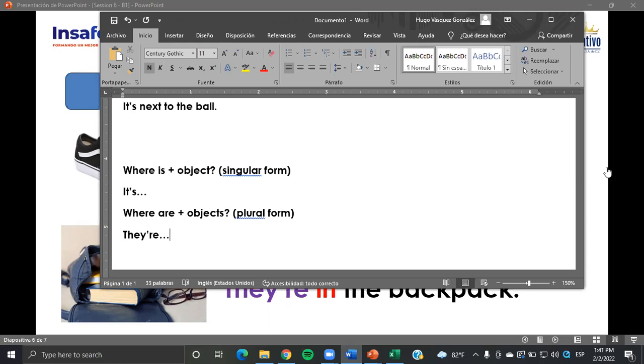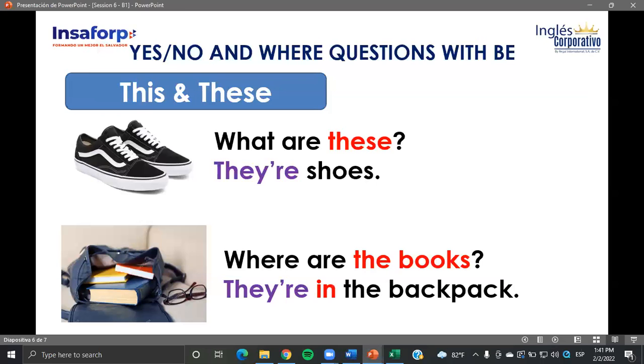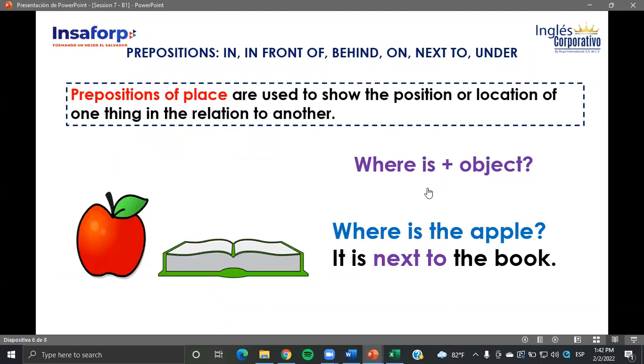Then you're asking for positions, and you answer: it's next to the bowl, it's under the table, it's next to the book, or the books are in the backpack. Those are the different scenarios, and that's why we use prepositions. Okay, questions again?